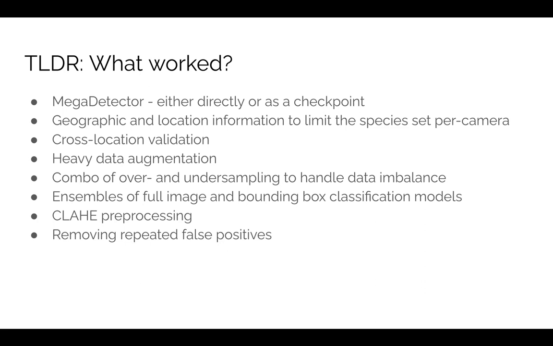Ensembles of full image and bounding box classification models were used by almost all teams. And many teams used pre-processing such as CLAHE to try to improve the quality of some of the low illumination nighttime images. And another interesting thing that came up in a few teams were methods to remove repeated false positives. So you go to a novel held-out location and there's a rock that looks just enough like an animal that it ends up being detected over and over and over again.